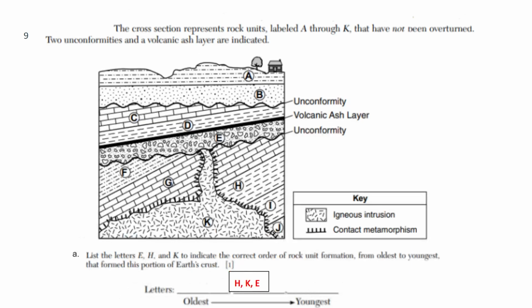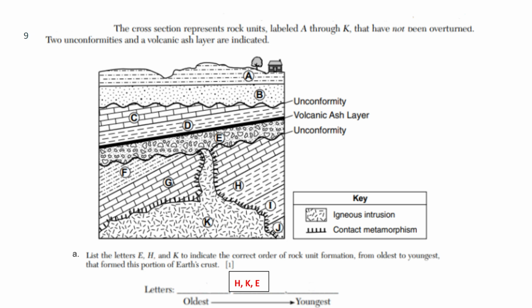So 9A, the correct answer is HKE. Once again, I'm going to start from the bottom. J got deposited, and then H, and then I, and then H, and then G, and then F. And then it looks like K, an intrusion, cut through all the layers. I know the intrusion is younger than the layers because it cuts through them. But K is older than E because K did not cut through E. E is younger than K.